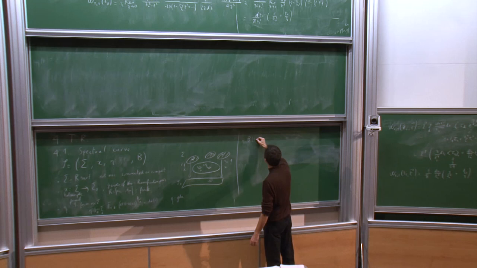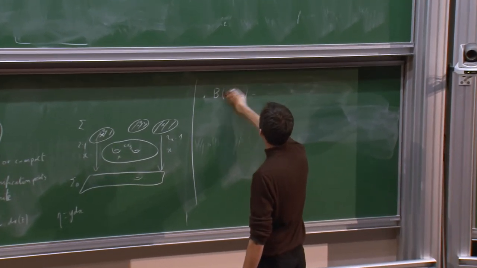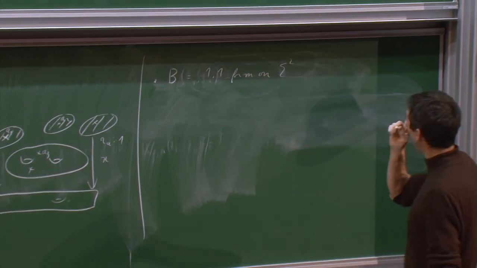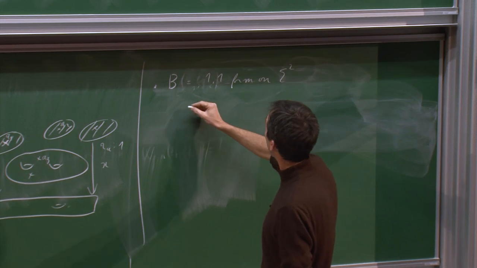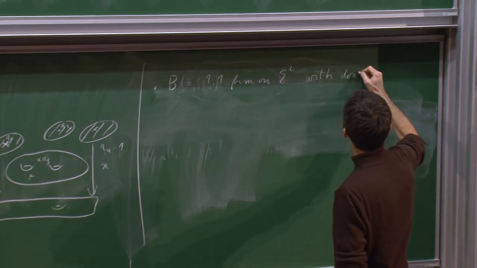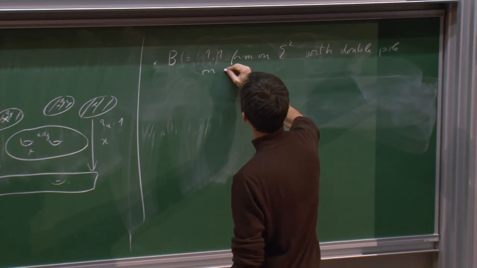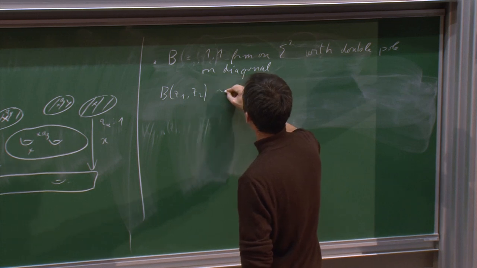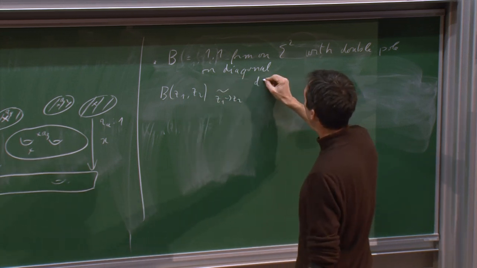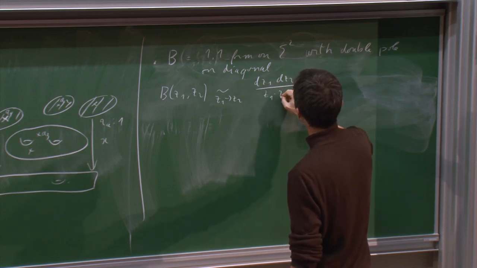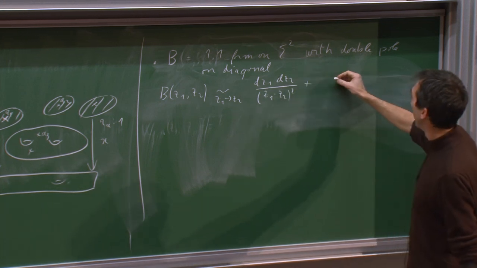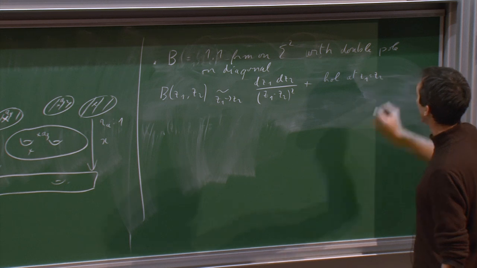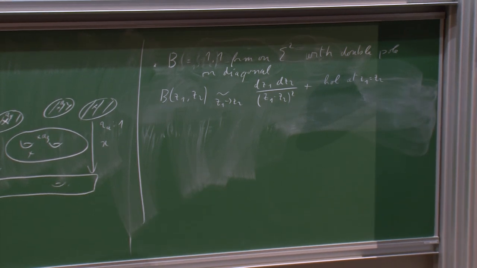So B of Z1, Z2 will be a 1-1 form on sigma square with a double pole on the diagonal. Which means that locally we can write B(Z1, Z2) equals, when Z1 goes to Z2, dZ1 dZ2 over (Z1 minus Z2) squared, plus something holomorphic at Z1 equals Z2. So you can take any such form.